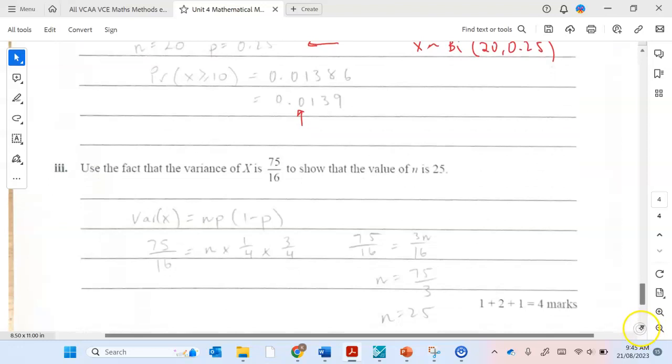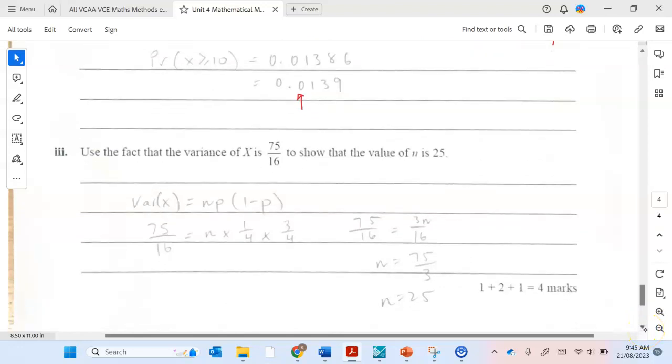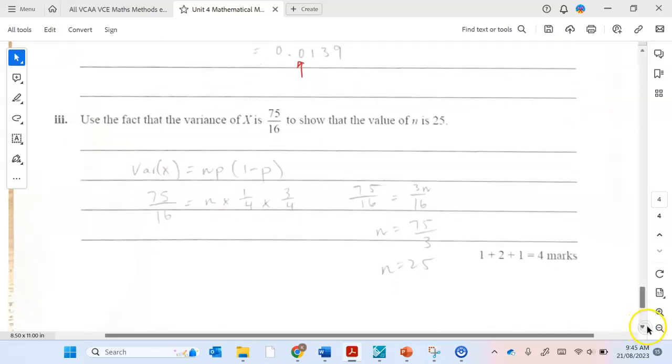All right, and last question, use the fact that the variance of x is 75 over 16 to show that the value of n is 25. So using your variance formula and just substituting that in and getting n equals 25. Now, at no stage should you substitute the answer in. With any show that question, you go, oh, I did not see that answer, and you just do the working out and hope that your answer is what you want. Do not substitute in an answer in a show that question. You need to just do the working out.